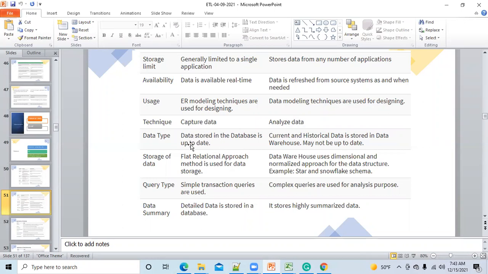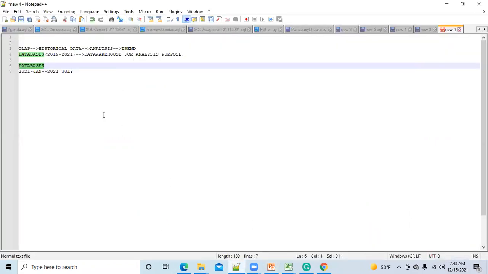Data stored in the database is up to date. That's a very important point. But in the data warehouse, it will not be up to date. Why am I saying that data warehouse data will not be up to date? Because it is historical data, which means large data.